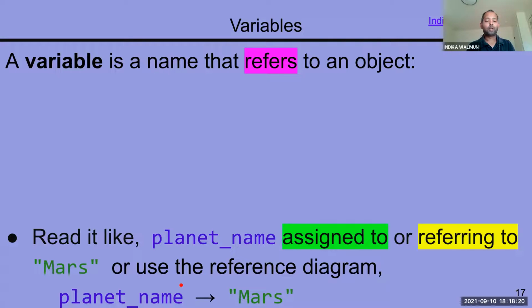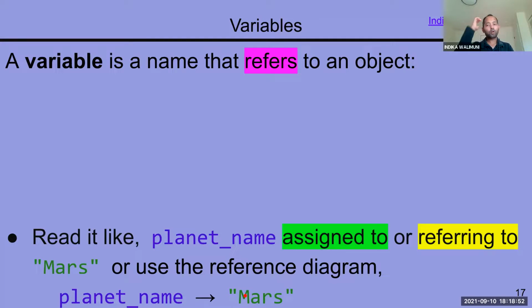Okay, planet name referring to Mars. So this is the other use of this right arrow key. In this case it's not return. In this case it's saying planet name is referring to Mars. The other important thing over here is there are two uses of this right arrow key. One is returns, one is referring to. Okay, not the same thing though, although there's a similarity.